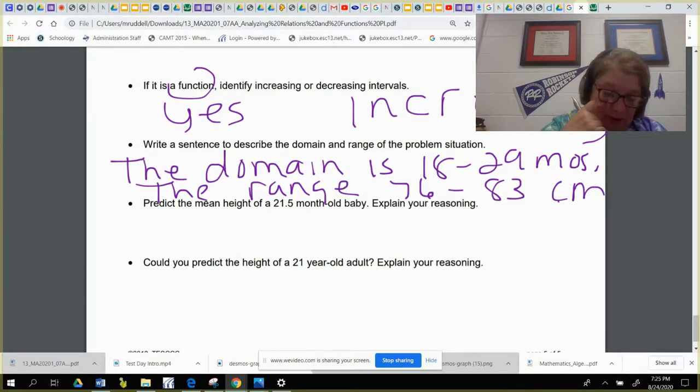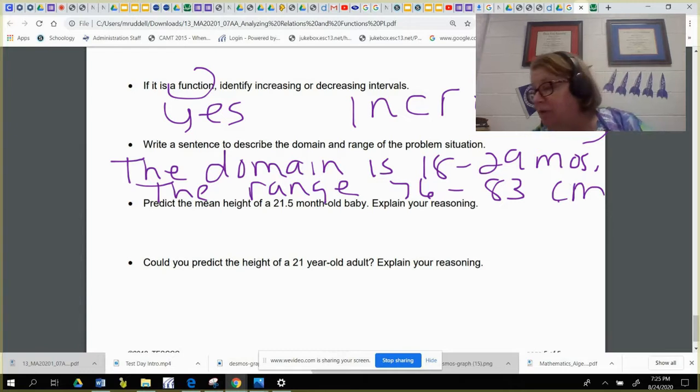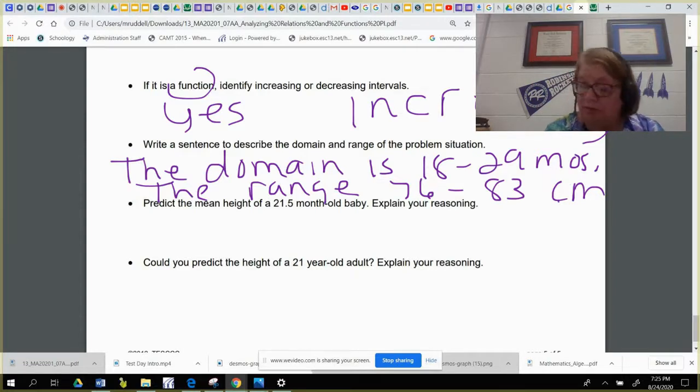Predict the mean height of a 21.5-month-old baby. So look back at your graph. 21.5 is between 21 and 22. So that's between 78.2 and 78.8.